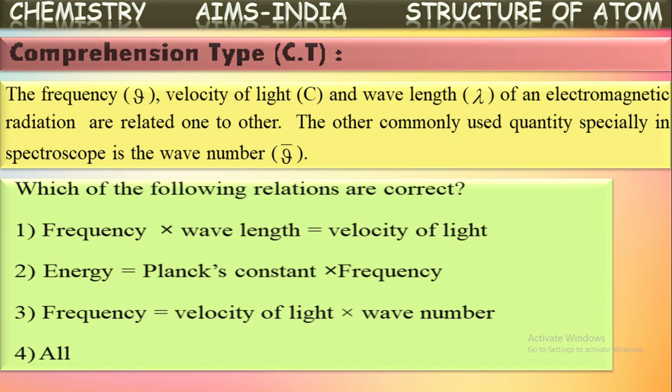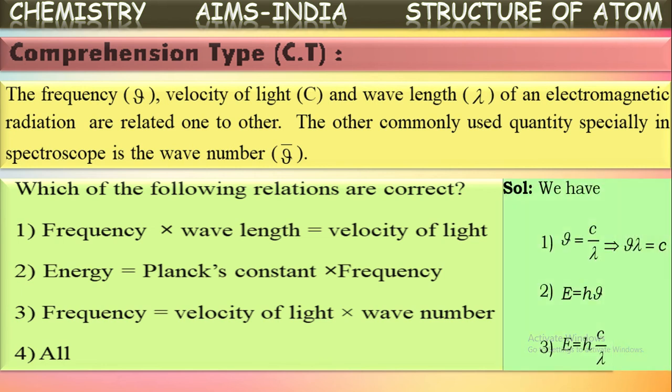Let us see the first one. Which of the following relations are correct? See, between these, some relations they have mentioned here. Which are correct among these, we have to find. Let us see those equationally. Nu is equal to c by lambda.